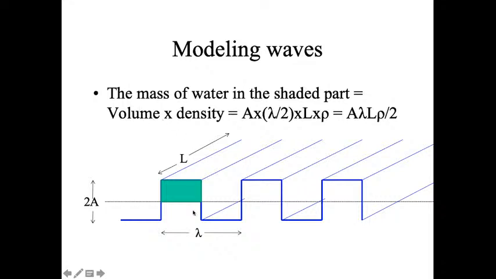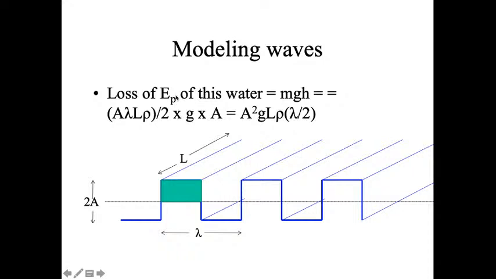We want to find the mass of the water in the shaded part, so we need to find the volume and the density. So volume would be the cross-sectional area of this wave times half of the wavelength, the length of it. Sorry, that's not cross-sectional area, that's amplitude. So A is the height of the wave, and then we've got the wavelength over 2 as the width, and the length is L, the length of the wave. And we're going to need to multiply that by the density to find the mass.